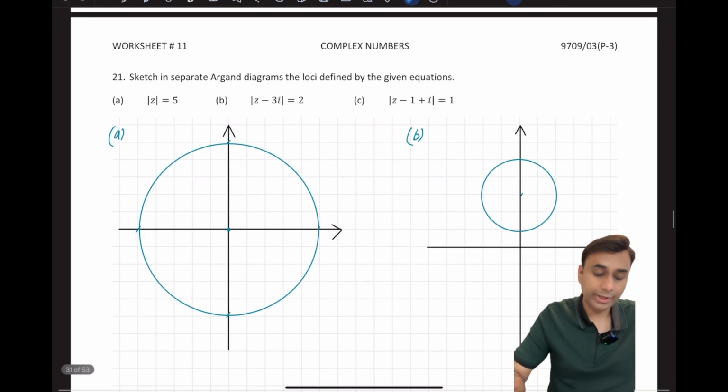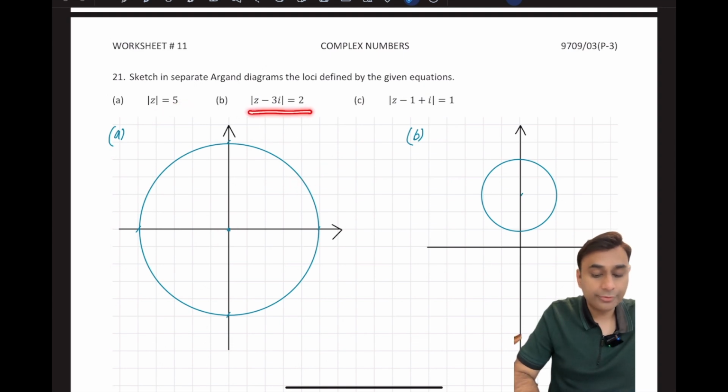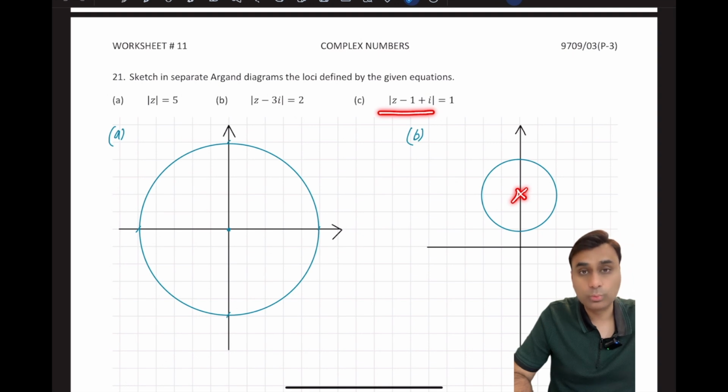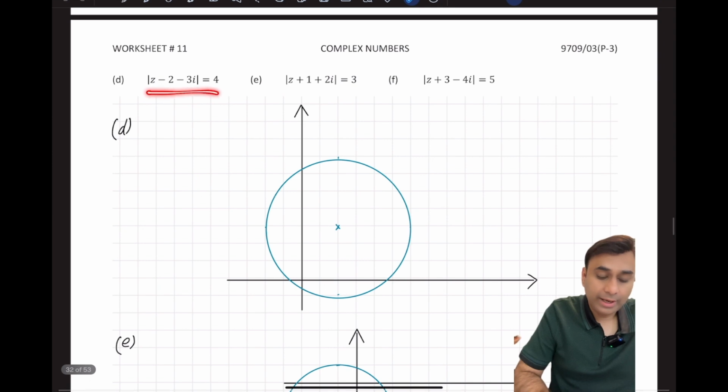Let's have a look at a few more examples. Modulus of z equals 5 would be origin as center, and radius 5. Modulus of z minus 3 iota equals 2 would have 3 iota as a center and radius 2. Modulus of z minus 1 plus iota equals 1 means it will have a center as 1 minus iota and radius as 1. Similarly, if I have something like this, I equate this to 0, 2 plus 3 iota becomes a center, and I draw a circle with radius 4. So this is 2 plus 3 iota, and then I draw a circle with the radius 4 with that.